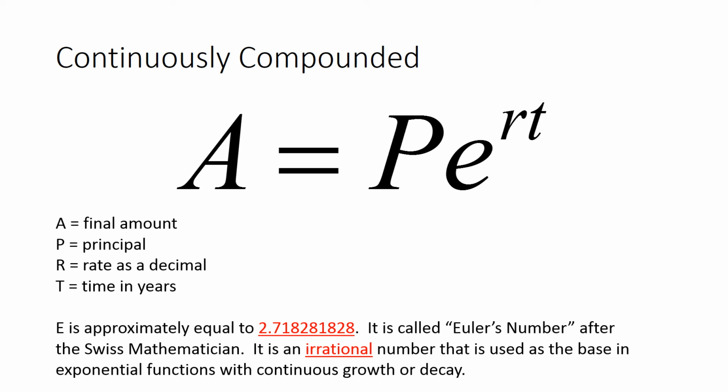If you look on the bottom left of your calculator, above the LN button, there's an E to the X button. Locate that because that's what we're going to use to solve these problems. It's the blue button right above natural log, right above the number 4. That's the button we're going to use for e to the x.